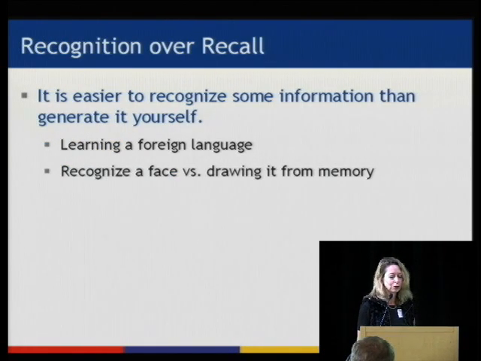So recognition over recall: it's easier to recognize information than to generate it yourself. We've all experienced this when learning a foreign language. It's a lot easier to hear someone speak the language or read it than it is to generate new sentences yourself. Similarly, it can be easier to recognize a face than reproduce it or draw it. We're very good at recognizing things. It's harder to generate them ourselves.